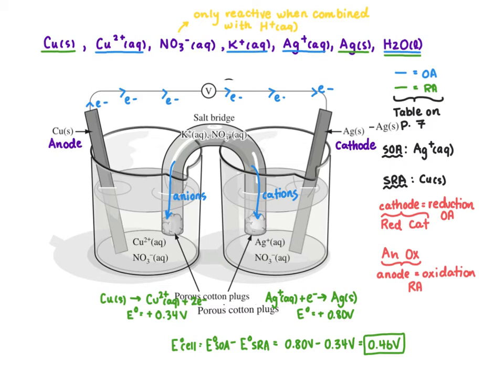In terms of observations, in our copper half cell, we are oxidizing copper. And so our copper electrode is going to decrease in mass as it is oxidized.